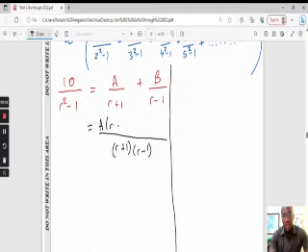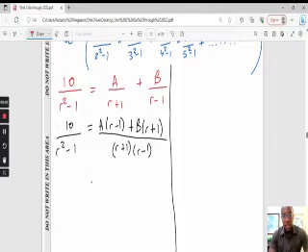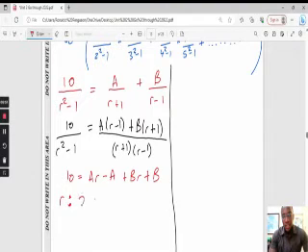So we have A times (r minus 1) plus B times (r plus 1), and that's equal to 10. So now we can, of course, equate the numerator: 10 is equal to Ar minus A plus Br plus B. Notice there are no r terms, so equating r terms, we see that 0 is equal to A plus B. And equating our constants, we notice that 10 is equal to minus A plus B.